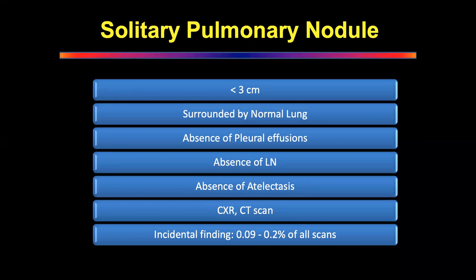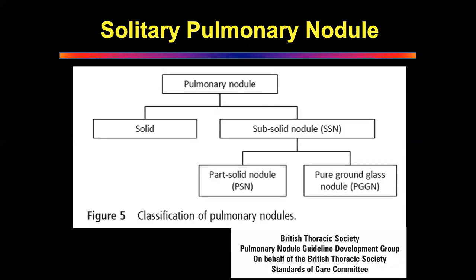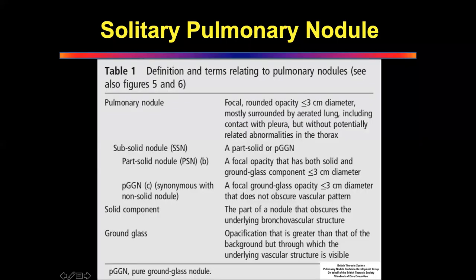So actually, there are two first broad classifications: solid and subsolid. And the subsolid is divided into part solid and pure GGO. It's very important. You can look down, the reference is given. The previous question which I asked you is also from the reference. There is a definition there, see, the pulmonary nodule is defined in that paper.